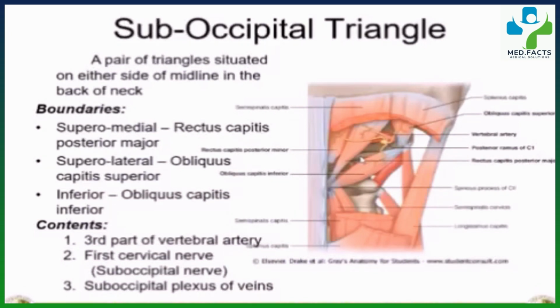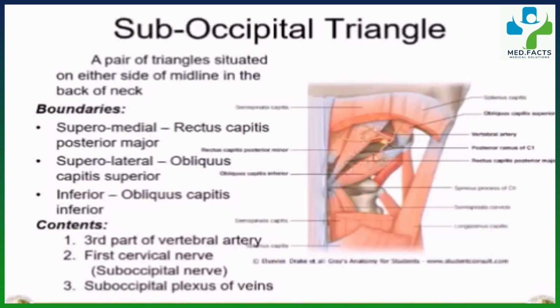The boundaries being, superomedially, we have a muscle here. This is called the rectus capitis posterior major. This is the small muscle which can be seen here. The rectus capitis posterior major forms the superomedial boundary. Superolaterally there is a muscle called the obliquus capitis superior, and inferiorly we have the obliquus capitis inferior.